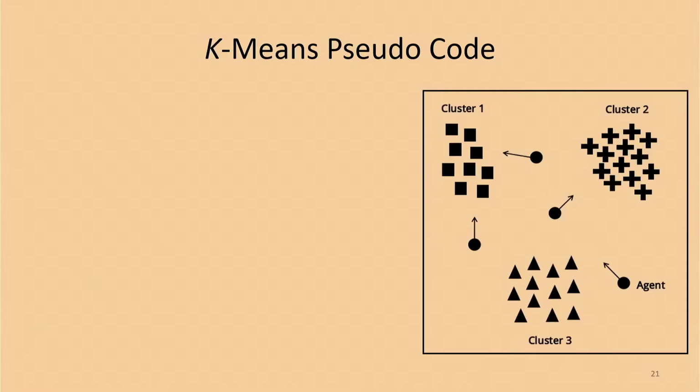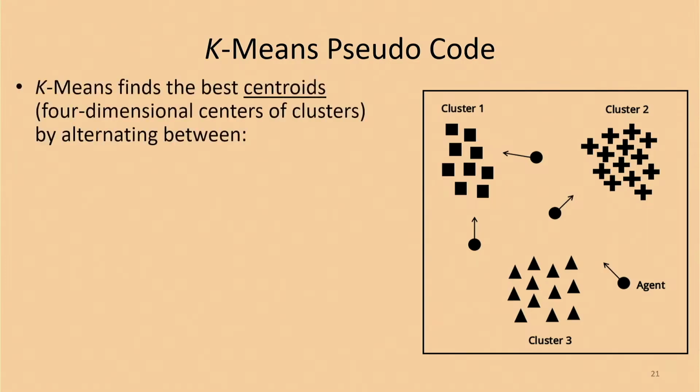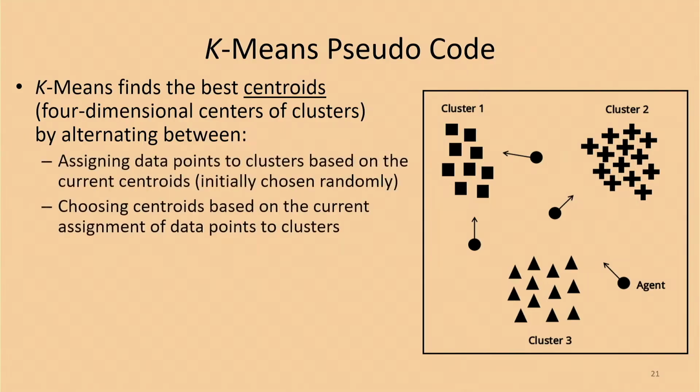So as you can see, cluster 1, cluster 2, cluster 3, these are all the different agents, and K-means finds the best centroids, four-dimensional centers of clusters, by alternating between assigning data points to clusters based on the current centroids and then choosing centroids based on the current assignment of data points to clusters. So after you assign, has the centroid moved for that cluster is the question.